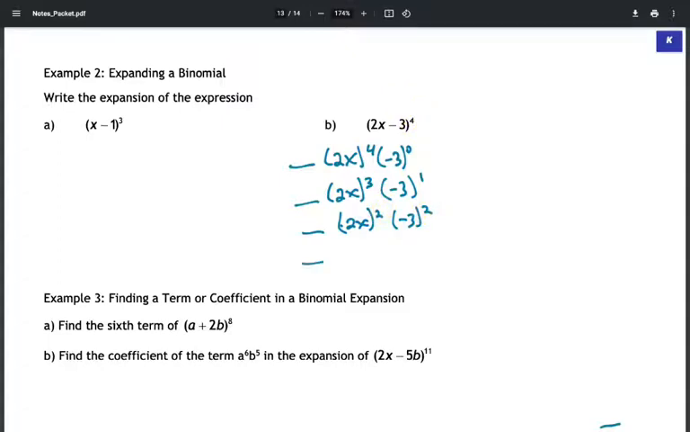Okay, then you're going to have a coefficient, and then the 2x is now to the 1st power. The -3 is cubed. And then the last one will be the 2x is to the 0 power, and the -3 is now to the 4th power.